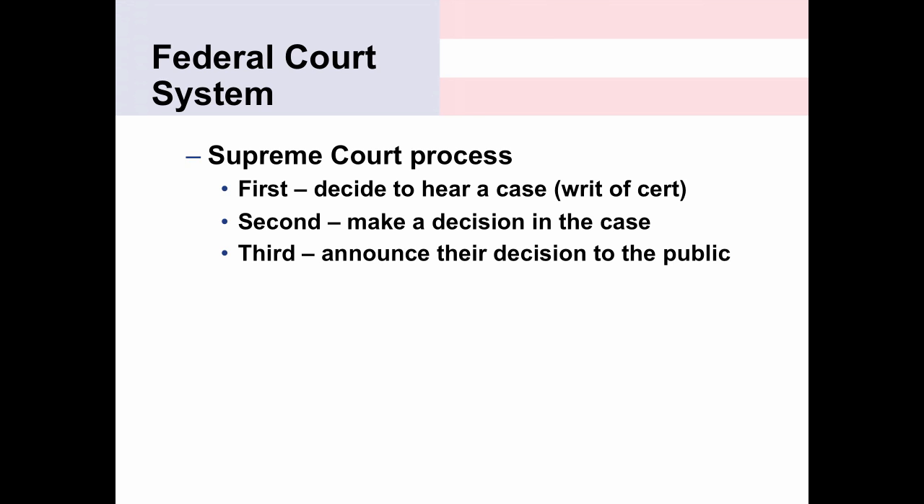That is called a writ of cert. But the Supreme Court first has to agree to hear a case from the appeals court below it, and they do not hear every case. There are many cases that they, in fact, refuse to hear. The second process is that they have to make a decision on the case. So they've chosen to hear the case, they have to rule on the case, and then the third, they have to announce their decision to the public. And this process is actually a little different than how you might think they would do it. Now, let's walk through each one of these steps.